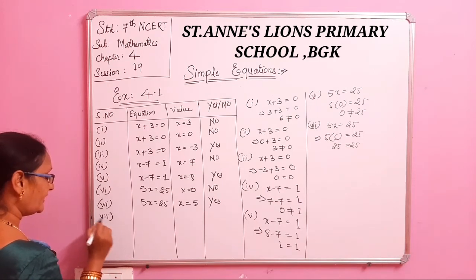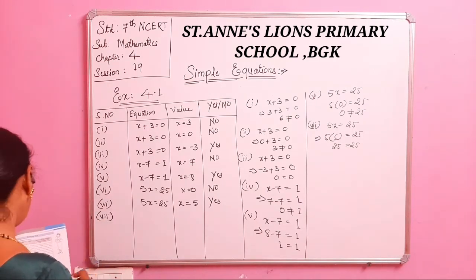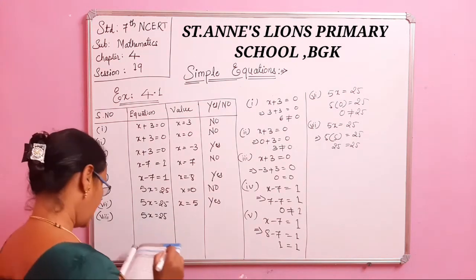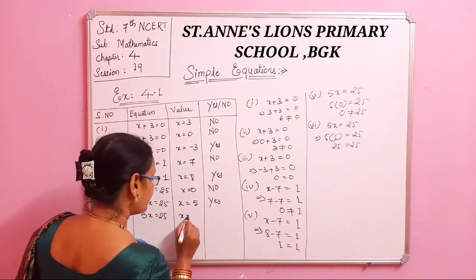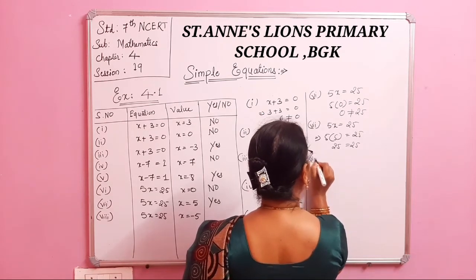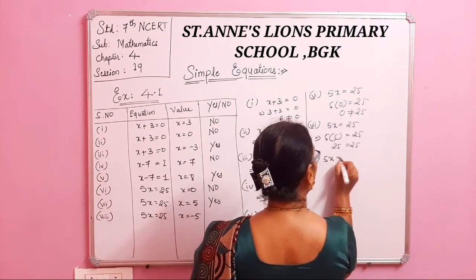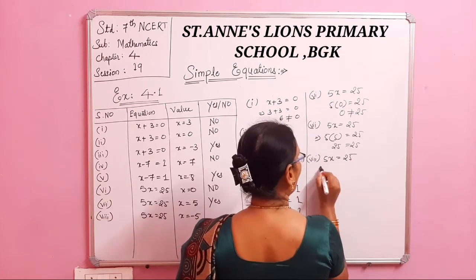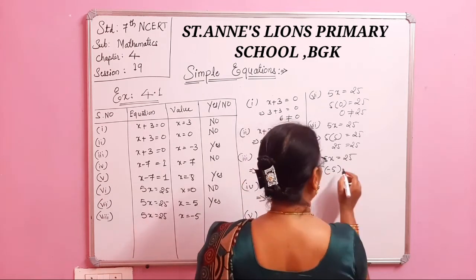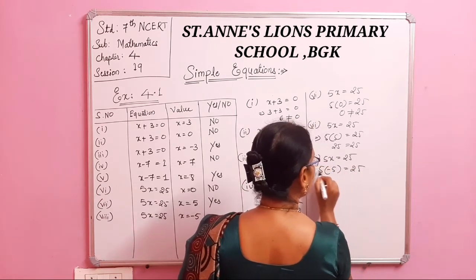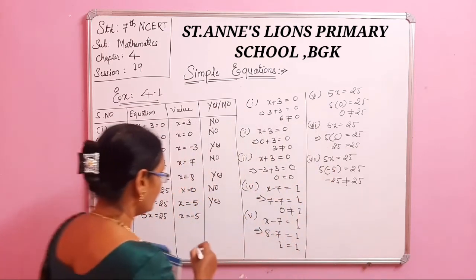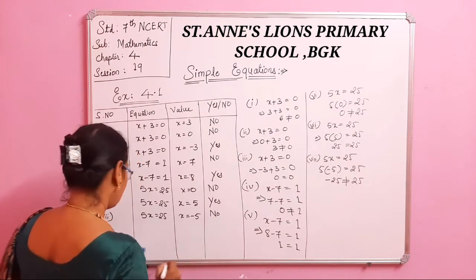Next, eighth problem, eighth equation, that is 5x equal to 25. Same equation, for the value x equal to minus 5. We will see what happens. Now the eighth equation, the same equation, 5x equal to 25. 5 into bracket. In place of x, what do we have to write? Minus 5, because the value is minus 5. See, plus into minus, minus 25 is never equal to plus 25. So this is not satisfied.